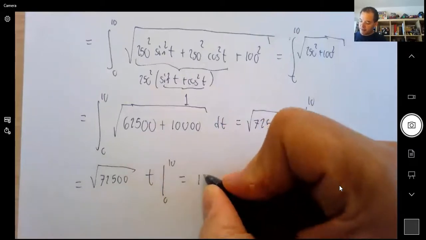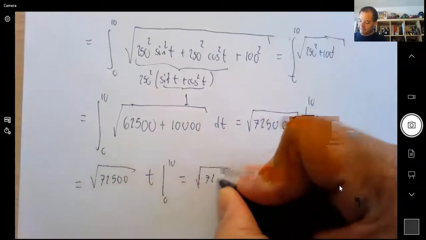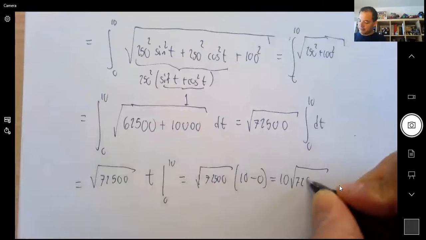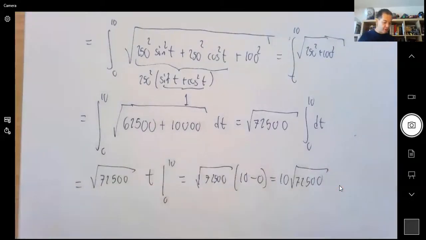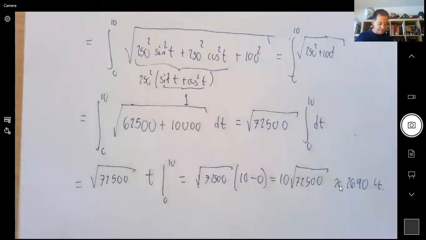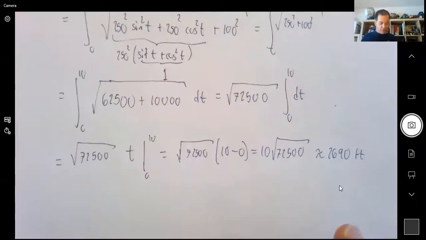So the answer is this constant times 10 minus 0, or 10 times this square root. And I would leave it like that. I mean, you can try to approximate it if you want. This turns out to be about 2690, and that would be feet. All right. So that's the end of that one. And there's a few others.